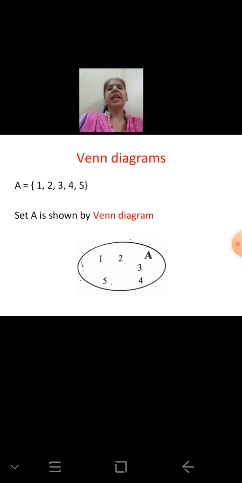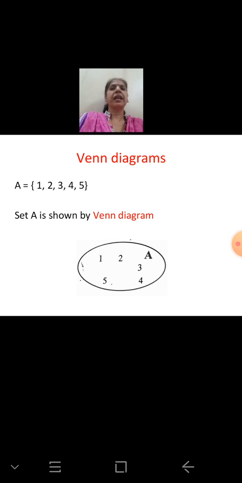Now here set A is given. It is in which method? Listing method: 1, 2, 3, 4, 5. And if I want to represent the same using a diagram, you can draw any closed diagram. As we know, for a set we always use a capital letter. So set A, you have to write inside the closed figure. And then you list all the elements right inside the set: 1, 2, 3, 4, 5 as it is given. So this is a Venn diagram.